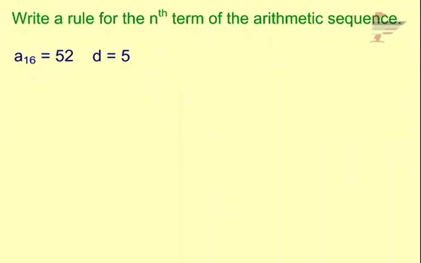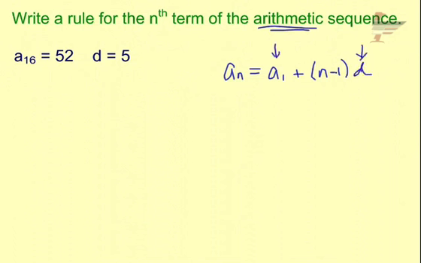Write a rule for the nth term of the arithmetic sequence. So they told us it's arithmetic, so we know what it's going to look like. The formula or the rule for that is a sub n equals a sub 1 plus n minus 1 times d. And in order to write this, we need to know two things. We need to know that first term, and we need to know the common difference.